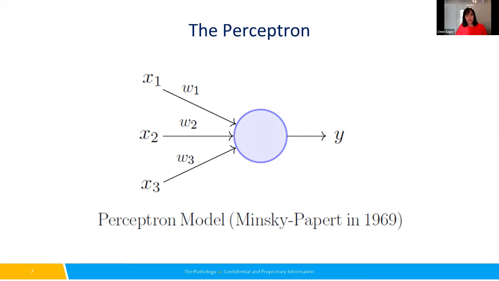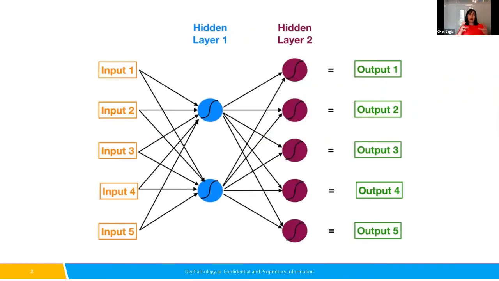Now, this looks like a very, very simple mechanism, but the truth is that when you combine thousands or millions of such perceptrons together in a network architecture, you have a very, very powerful mechanism for decision making.